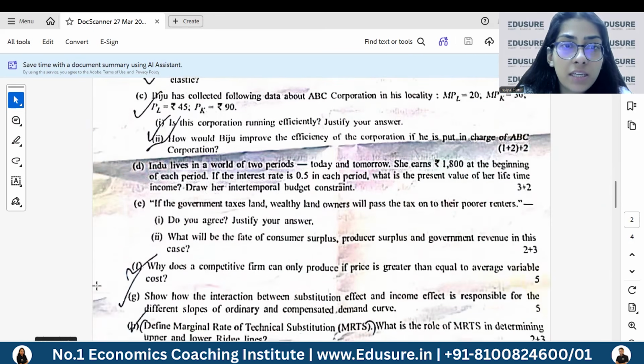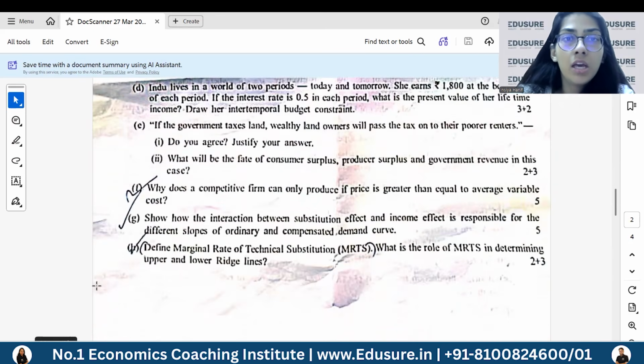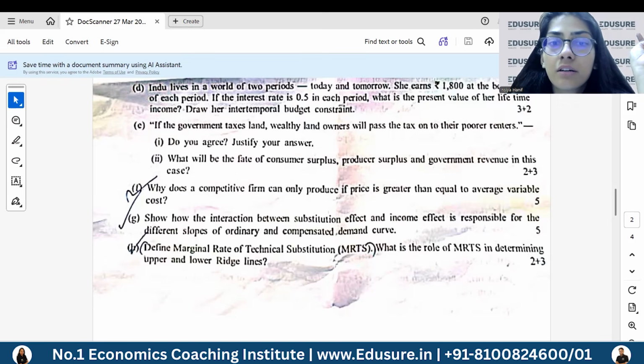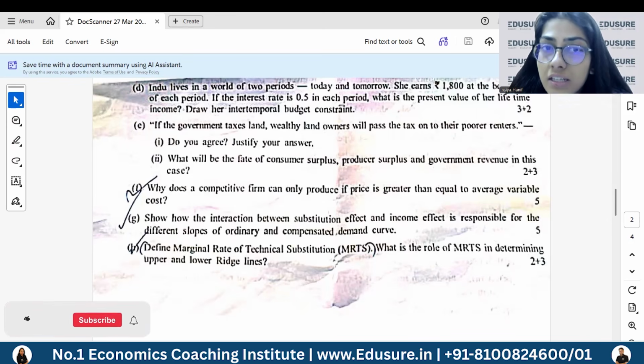And coming to part E now, if the government taxes land, wealthy landowners will pass the tax on to the poorer renters. Do you agree? Justify your answer. What will be the fate of consumer surplus, producer surplus, and government revenue in this case? Okay. So if the government taxes the landowners, basically a tax on land, and land is an inelastic factor in supply, right? तो अगर एक tax land पे आता है, तो it is fully borne by the landowners in the long run. Okay, तो ये rent पे, ये renters पे नहीं आता है, ये landowners पे आएगा.